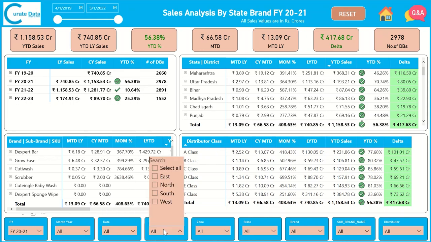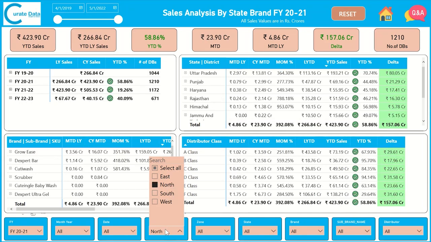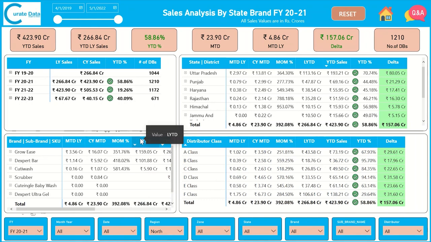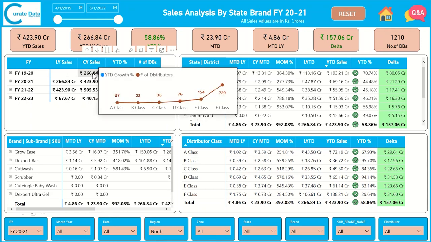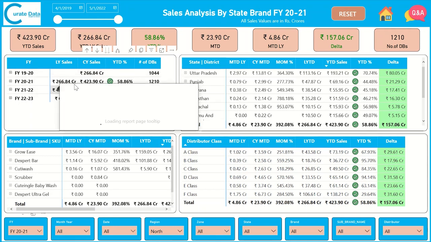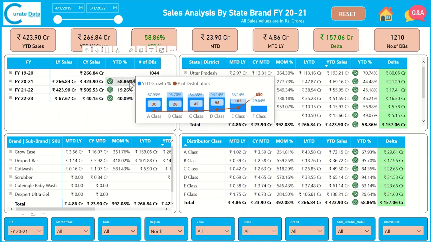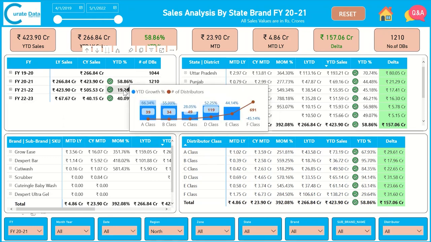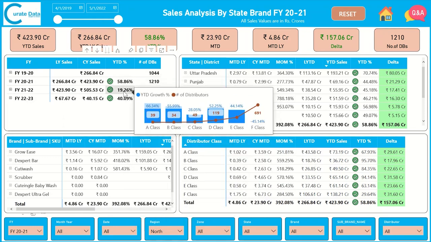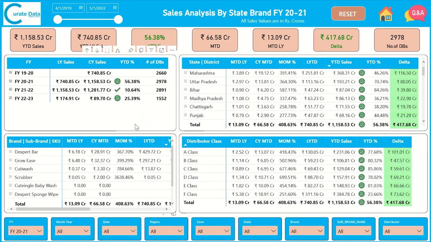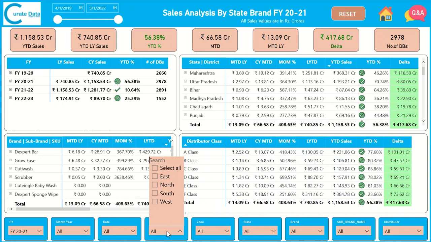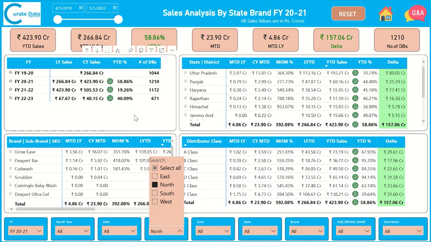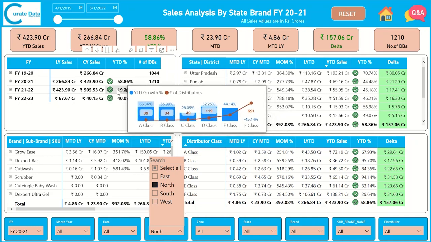And then if you want to select a particular region, let's say I want to see the data only for my north region, I will select North as a filter. All the data is changed now. So for North region, I can see financial year 1920, the sales was 266 crores. In 2021, the sales was 423 crores. That is the growth of 58%. And in 21-22, the growth is roughly 20%. But for Pan India, we saw that the YTD growth is 10%. If I clear this filter, you will see the growth is 10%. So we can see region North is actually growing faster at 19% versus Pan India 10%.